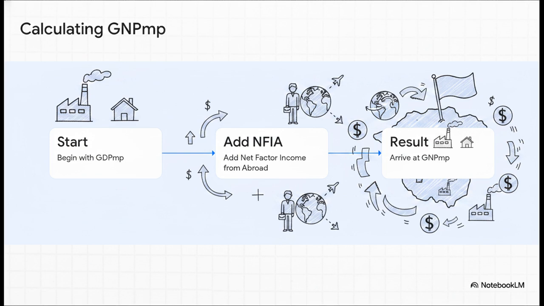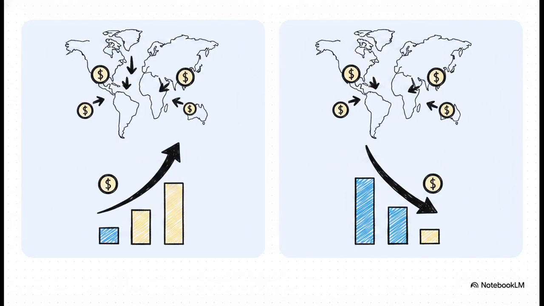It's kind of like a massive economic swap. We're deducting the earnings of foreigners working inside our borders and adding in the earnings of our own citizens working outside them. Now, this dynamic can go two ways based on global economic flows. If our citizens earn more abroad than foreign nationals earn here, our NFIA is positive and our GNP-MP mathematically exceeds our GDP-MP. But if we pay out more to the rest of the world than we bring in, well, NFIA is negative, and our national product actually shrinks below our domestic baseline.